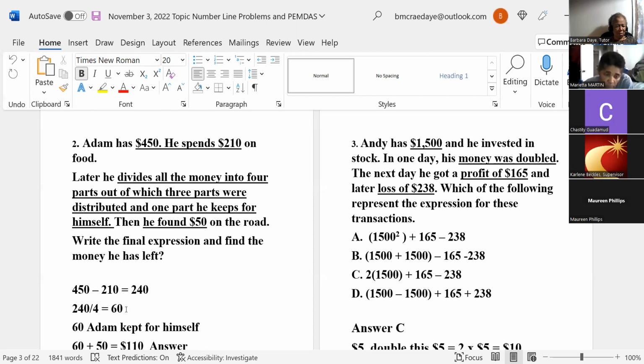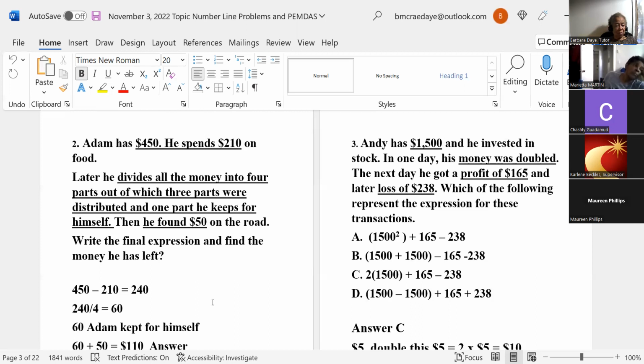Wait, Maureen, back up. You understand dividing the money into 4 parts, at 240, gives you 60, right? Yeah, that part is clear. Where you had a problem was when he says 3 parts were distributed, I mean given away, and 1 part he keeps for himself. So each part is equal to 60, because 4 times 60 is 240. I know, but which 3 parts had me confused.